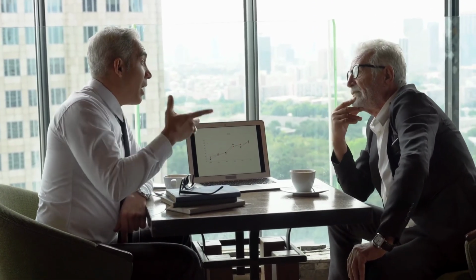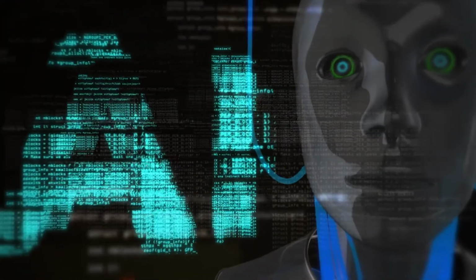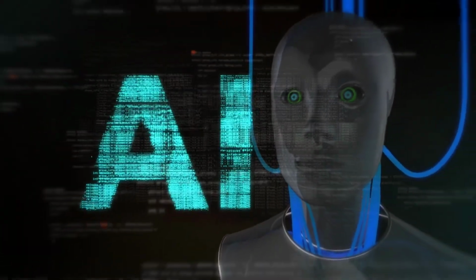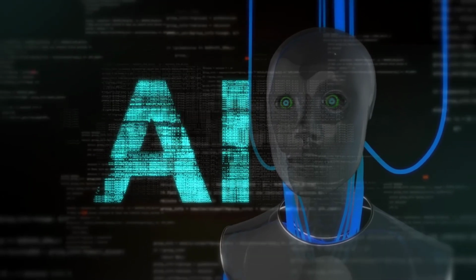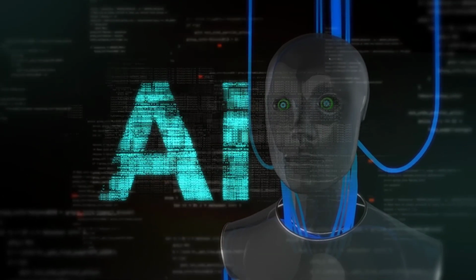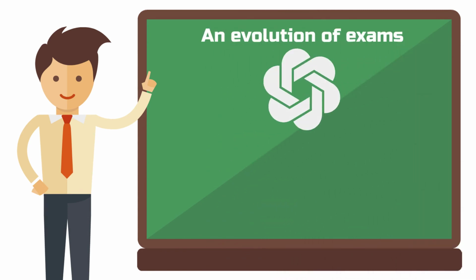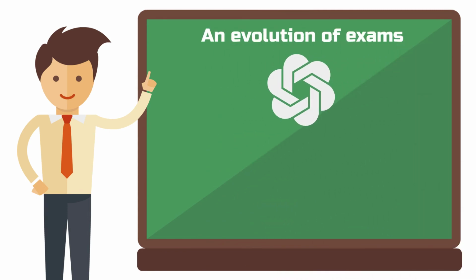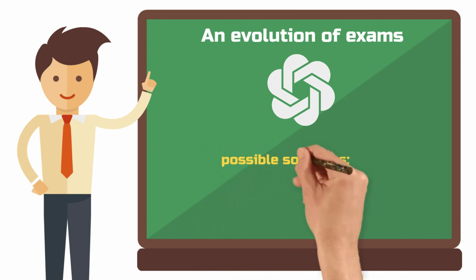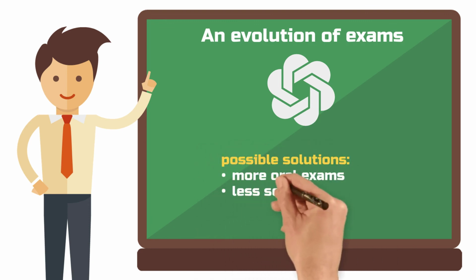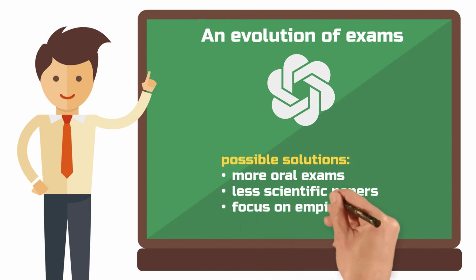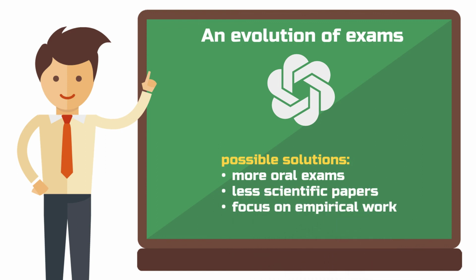Universities could choose a very different path. Banning ChatGPT could be considered counterproductive. How can you prepare students for a world with AI if you ban it from universities? Things like ChatGPT could still be allowed as a tool, but the exam formats might change. There could be more oral exams or fewer scientific papers, which then have to be empirical, for example.